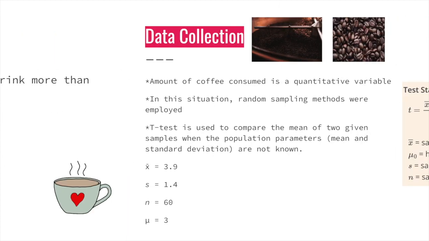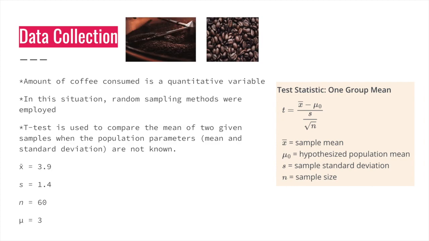Moving along. Data collection. Amount of coffee cups consumed is a quantitative variable. Quantitative variables are variables whose values result from counting or measuring something such as a score on an exam or a person's weight. In this situation, random sampling methods were employed. Random sampling methods are a part of a sampling technique in which each sample has an equal probability of being chosen. A sample chosen randomly is meant to be an unbiased representation of the total population.